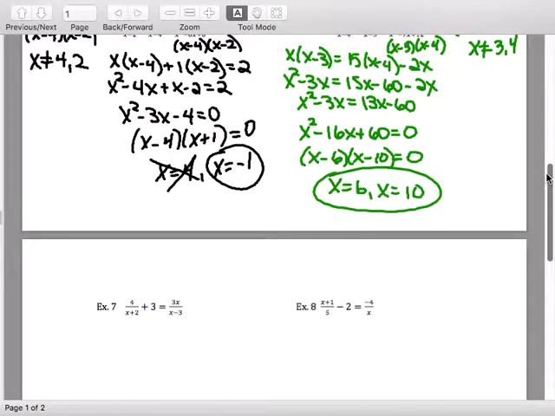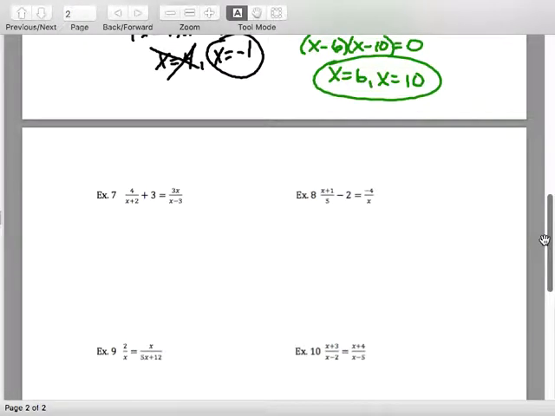When I have 4 over x plus 2 plus 3 equals 3x over x minus 3, what is the denominator of this 3? 1. So my LCD is still x plus 2 times x minus 3. So x can't be negative 2 or 3. So this one's going to be tricky.